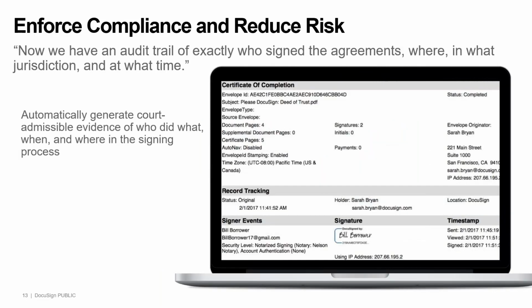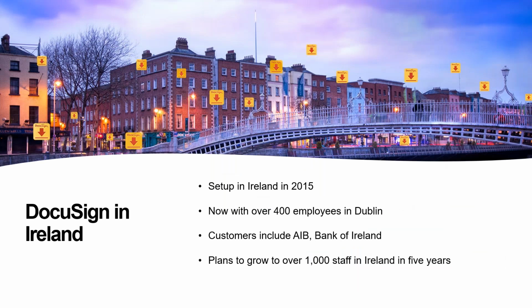And this is something that comes up a lot with our Irish customers and clients, and it's something that we're going to focus on. We make it very easy for you to enforce compliance with regulations and business policies. A complete audit trail in the form of a certificate of completion is automatically generated and stored for each transaction. Now, this is the court admissible evidence document of who did what, when, and where in the signing process. So that's just a brief overview of DocuSign e-signature.